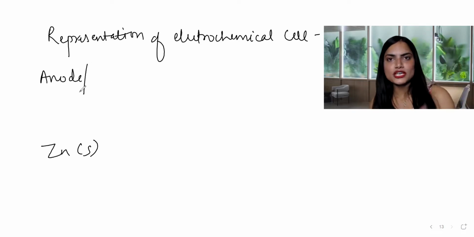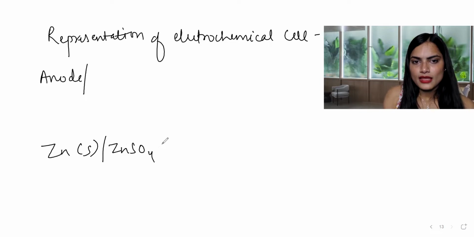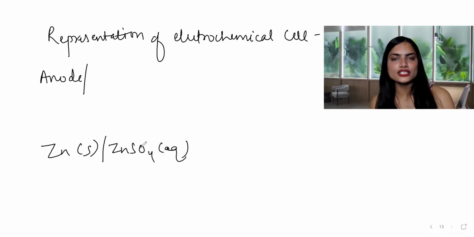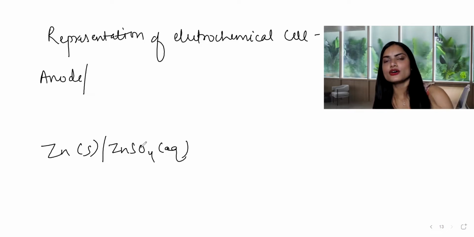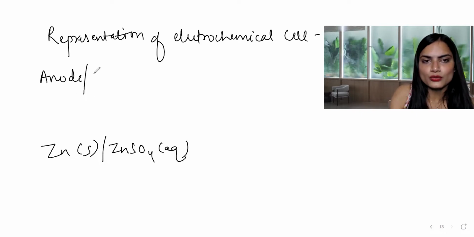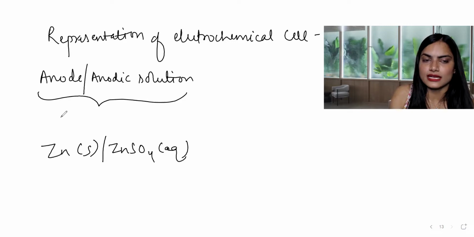Then it was dipped into electrolytic solution, which was ZnSO4, aqueous. So anode slash, why we have put slash here? Because there is a phase difference. Your zinc electrode was solid and the solution was in aqueous form. So anode dipped into anodic solution. This is one half cell. That is your oxidation half cell.